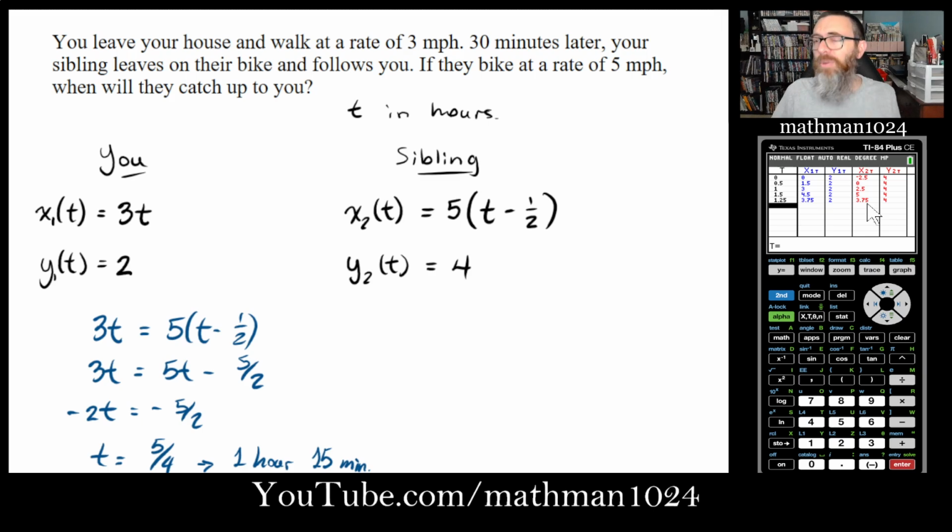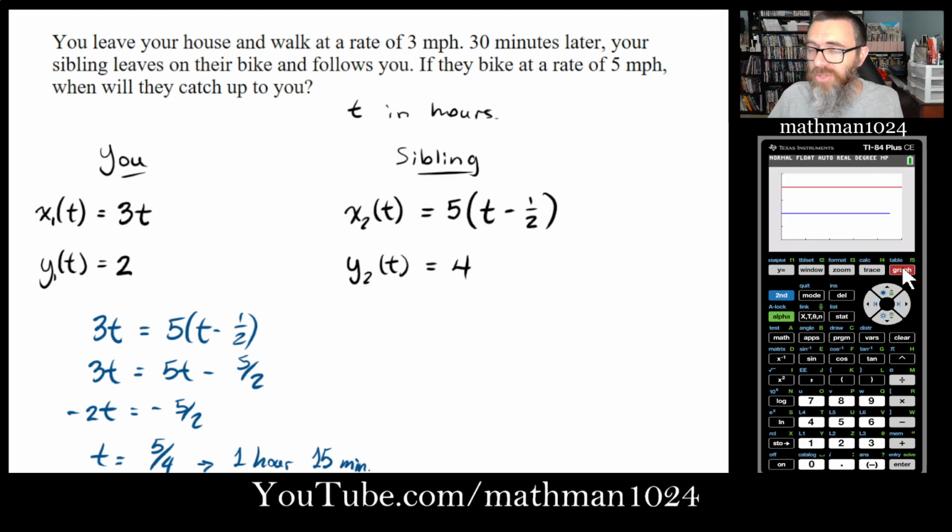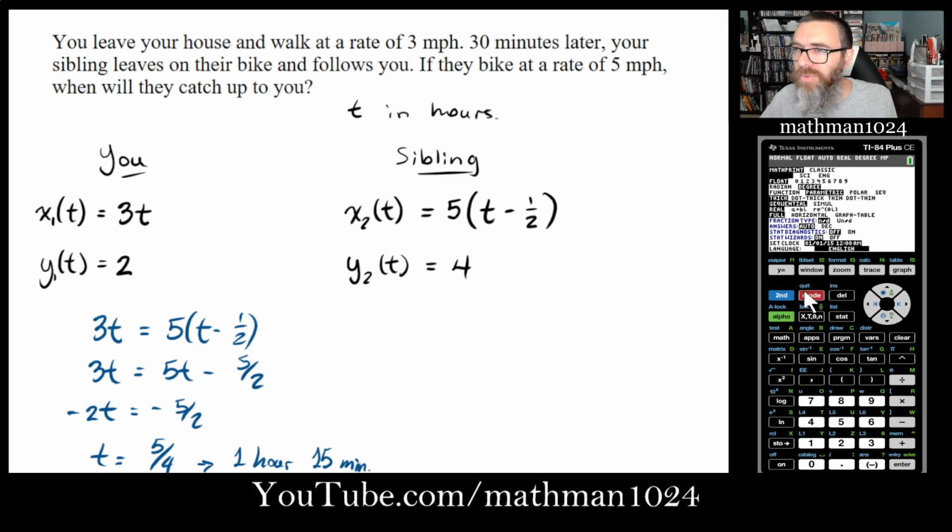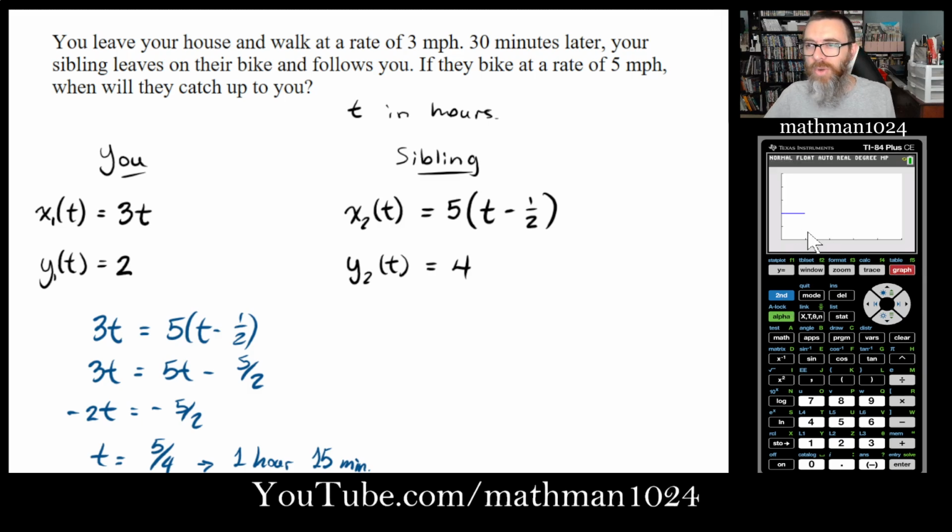So again, it would have been nice if the graph would have allowed us to graph them at the same time. I don't know if there's a mode for it. Here we go. We're going to do simultaneous graphing. Now let's see what happens. So here you are walking. Yes, see, here we go. By the way, you can hit the enter button to pause the graphing.